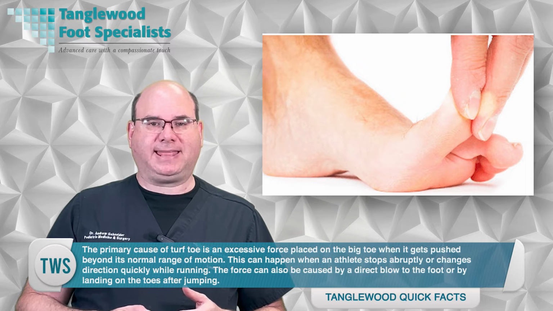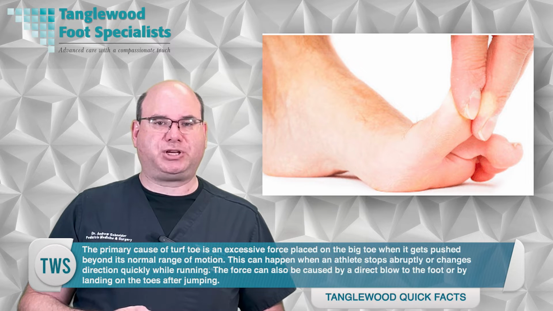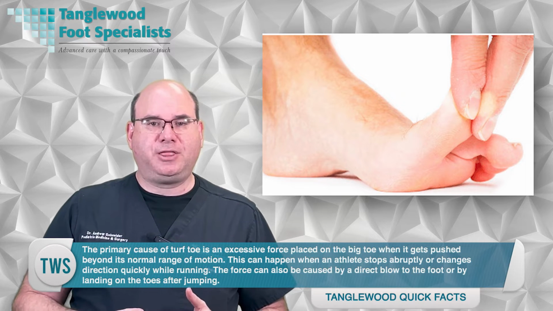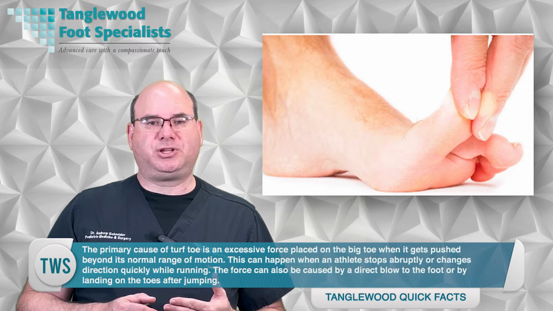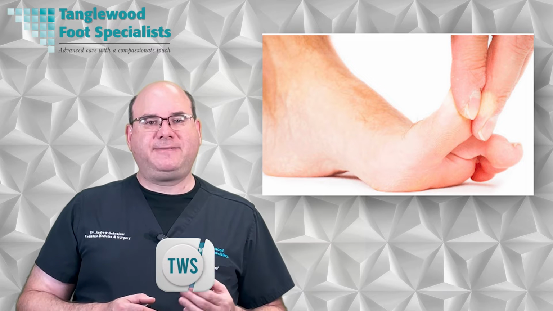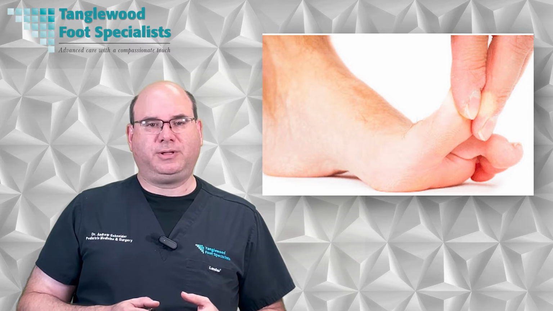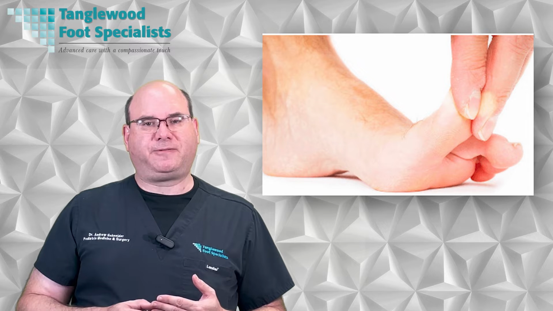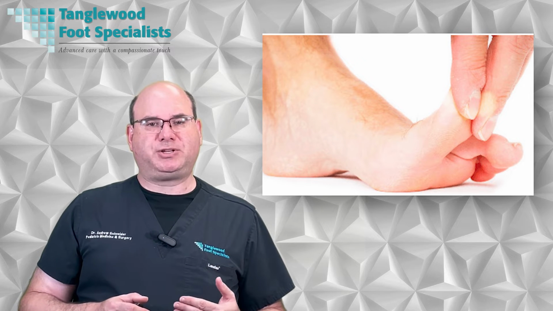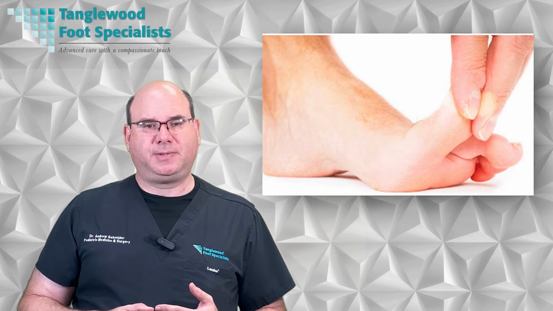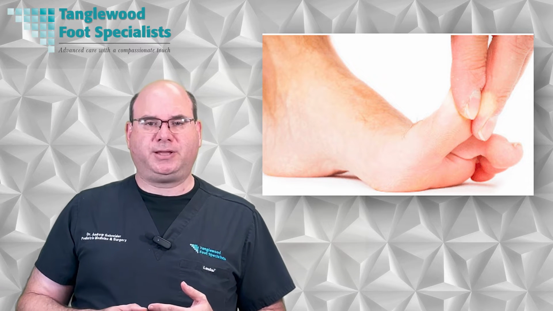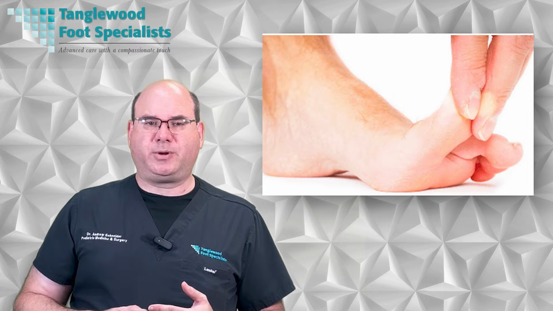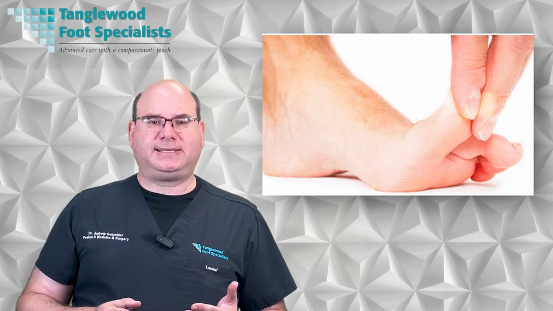This can happen when an athlete stops abruptly or changes direction quickly while running. The force can also be caused by a direct blow to the foot or by landing on the toes after jumping. Even tight-fitting shoes can play a role. If they don't offer enough flexibility for movement, they might restrict the range of motion for the toes. The main symptom of turf toe is pain in the upper part of the big toe joint, which can become quite severe with activity. Swelling and tenderness around the joint may also occur.